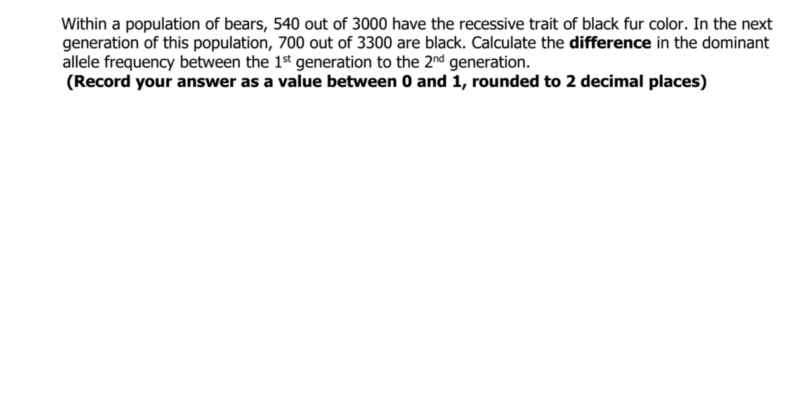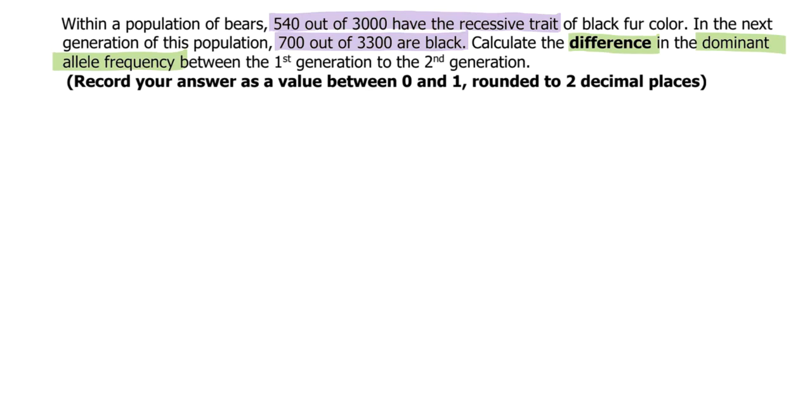Within a population of bears, 540 out of 3,000 have the recessive trait of black fur color. In the next generation of this population, 700 out of 3,300 are black, so also recessive. Calculate the difference in the dominant allele frequency between the first generation to the second generation.